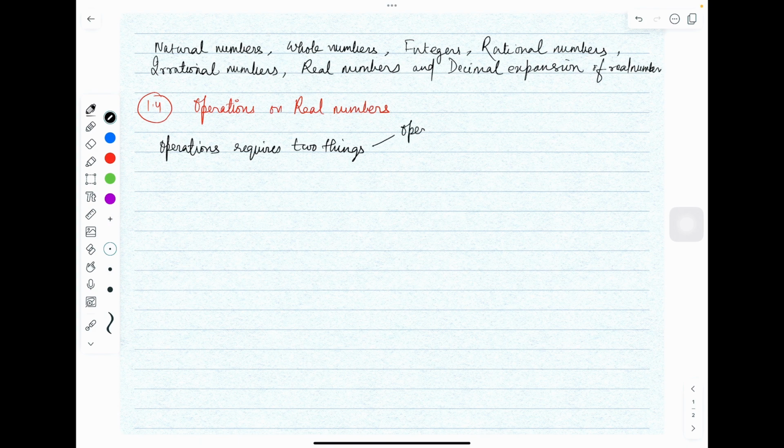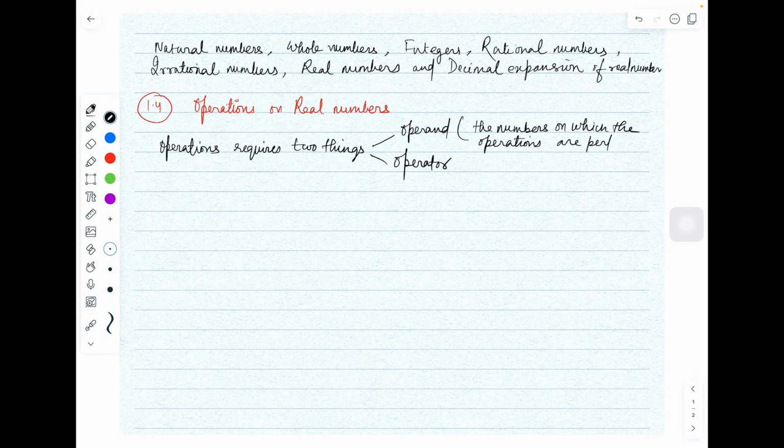One is operand, another is the operator. Operation actually requires two things, operand and operator. What is operand? The numbers on which the operations are performed. See, if you are doing an operation, some numbers will be involved. The numbers that are involved in an operation are called operands.